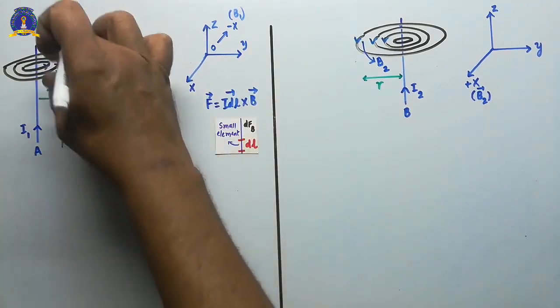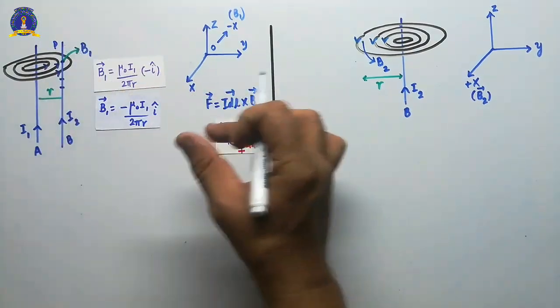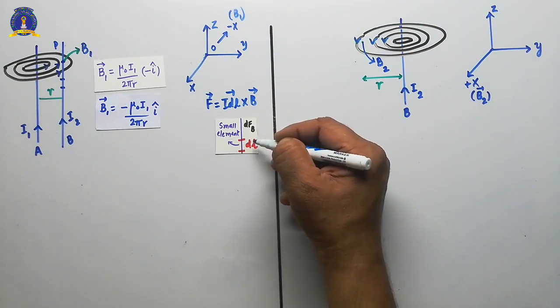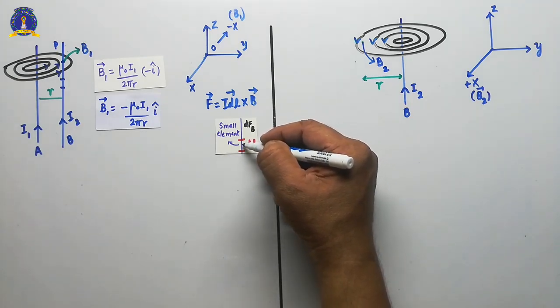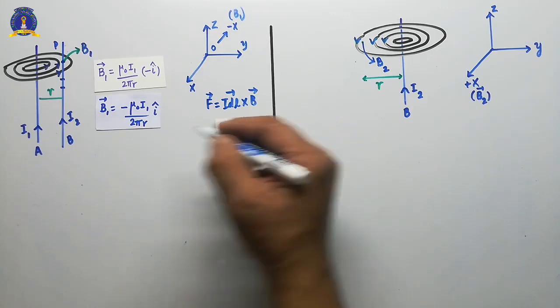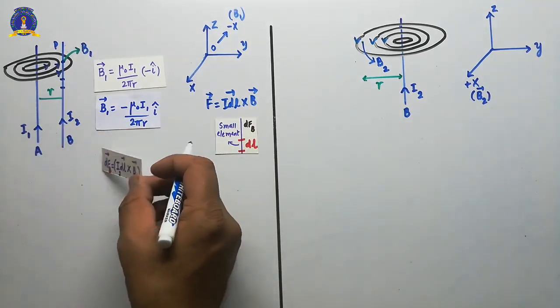This entire wire can be split into several segments. So the very small, infinitesimal portion of the conductor can be taken as a small element. For this portion we have to find out how much Lorentz force is acting. Since it is a very small element, a very little amount of force will be acting. The small amount of force which is experienced by B can be written like this.